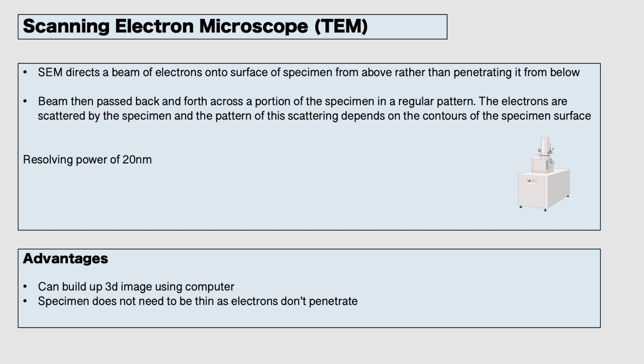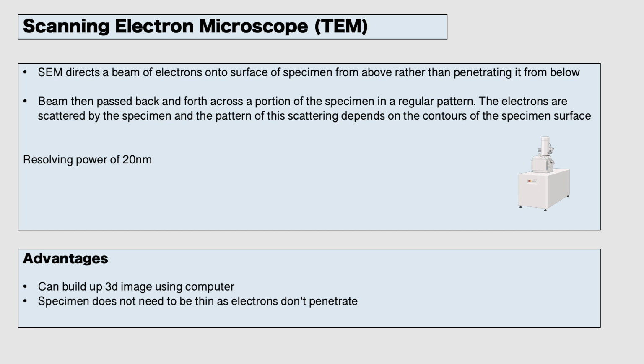The electrons are scattered by the specimen, and the pattern of this scattering depends on the contours of the specimen's surface. The resolving power of the SEM is 20 nanometers, so lower than the TEM, but the SEM can build up a 3D image with the help of a computer.